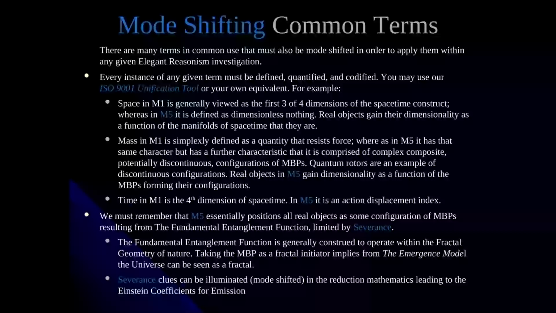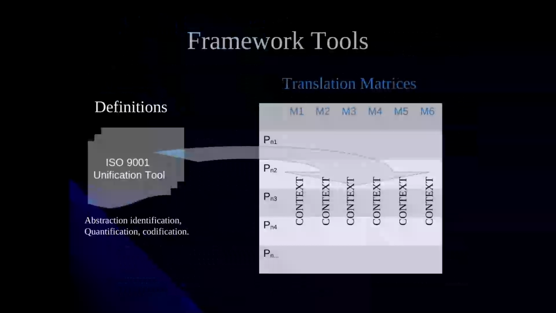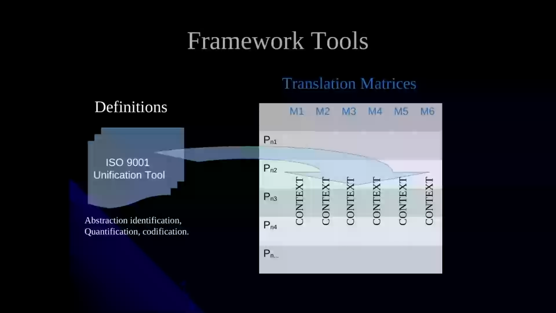Okay, so the framework tools are essentially two primary tools: the ISO 9001 unification tool and the translation matrices. The unification tool is where we document, quantify and codify all of our different definitions for the abstractions that we use for every model and at every order of complexity from the simplest to the most complex.